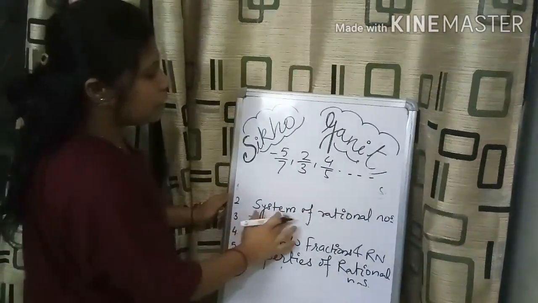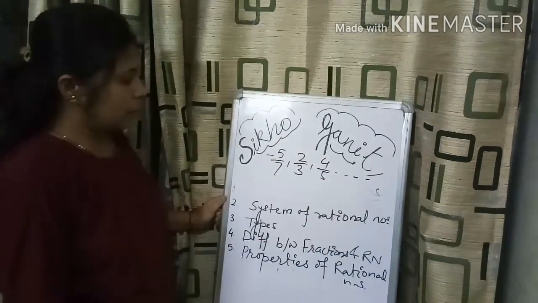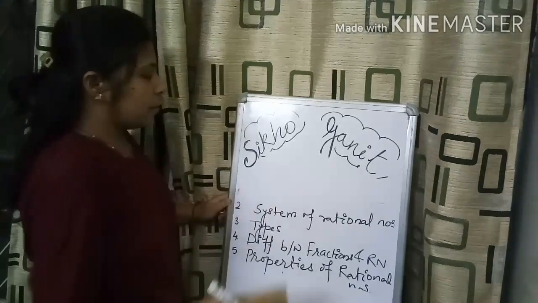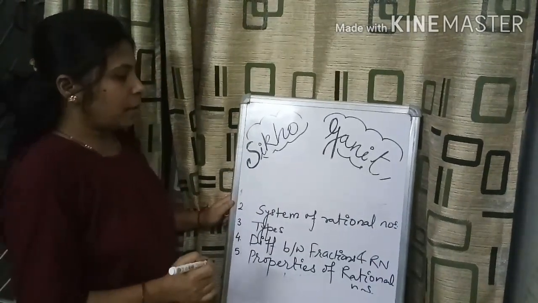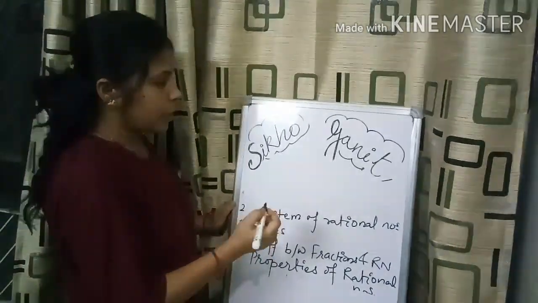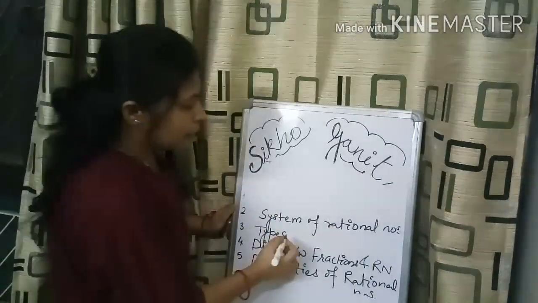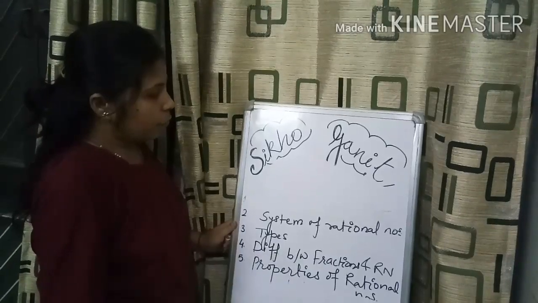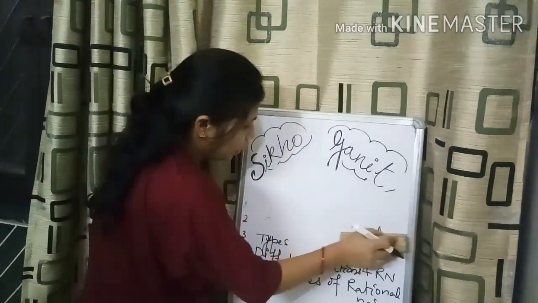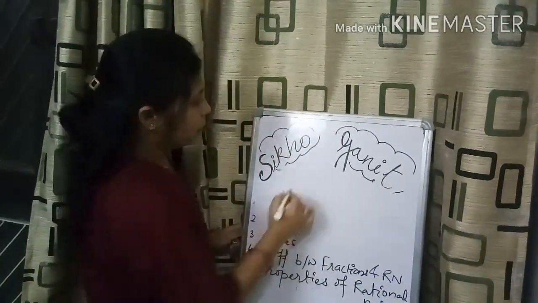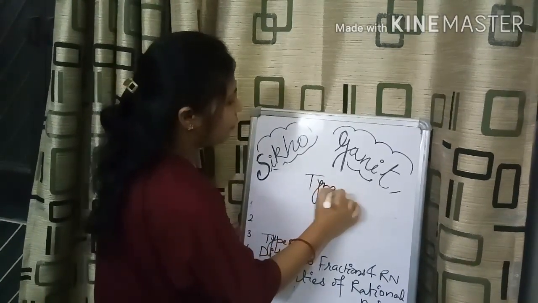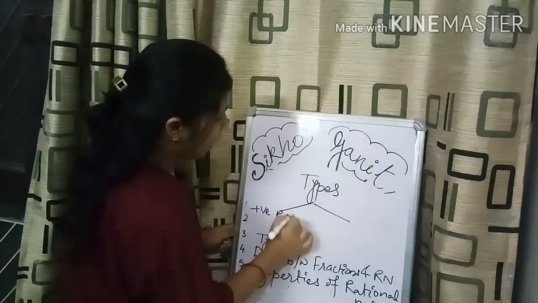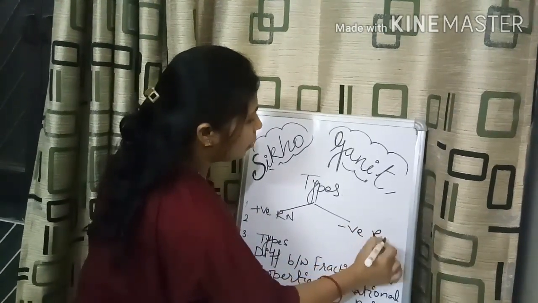Now what is system of rational numbers? Integers, their opposites and 0 constitute the system of rational numbers. Now what are the different types of rational number? So there are two types of rational numbers. What are they? Positive rational numbers and negative rational numbers.